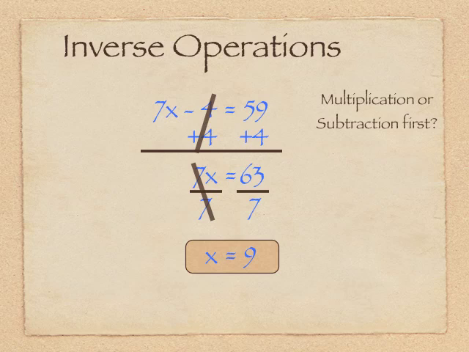If we went back and substituted that in and put in 9 for x, we'd get 7x, or 7 times 9, which is 63. And when we subtract 4, 63 minus 4 is 59.